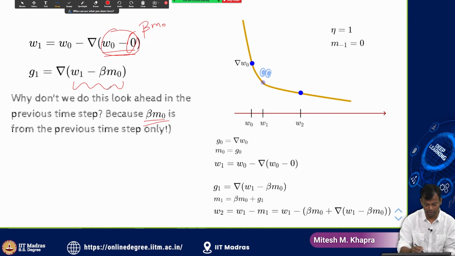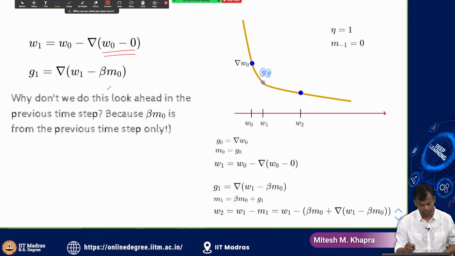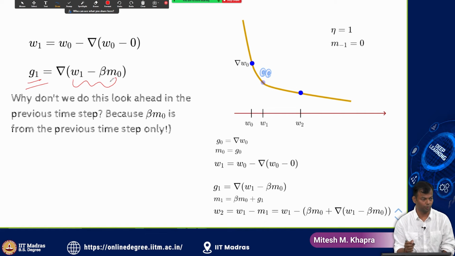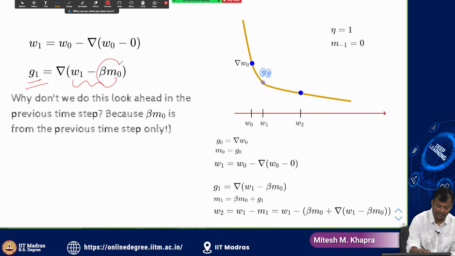Sorry, I should have, let me just go back. Sorry, I circled at the wrong point. So I'll start my explanation again. When I'm computing G1, I'm doing this temporary computation, which I don't want to do, right? And my argument is that at the previous time step, I already had this beta M0, right?